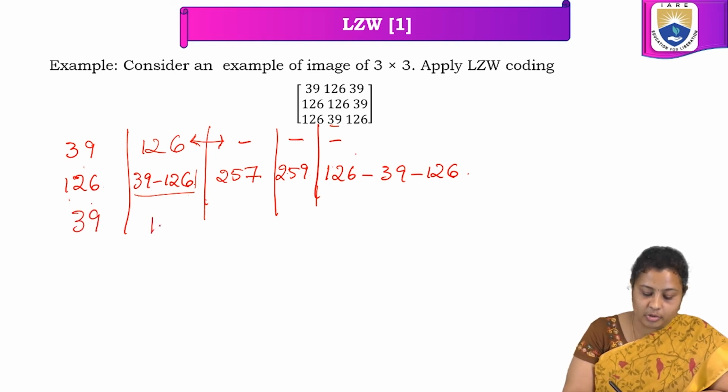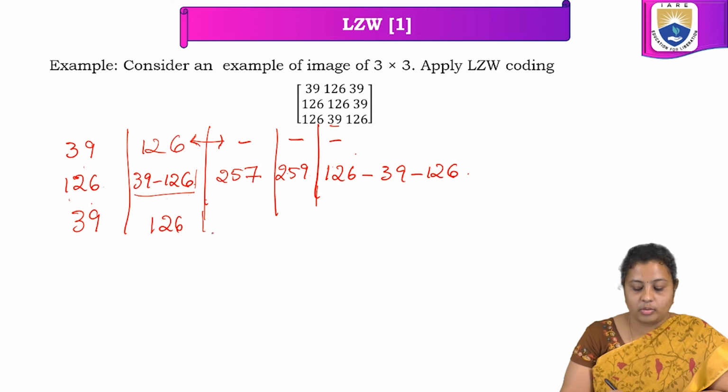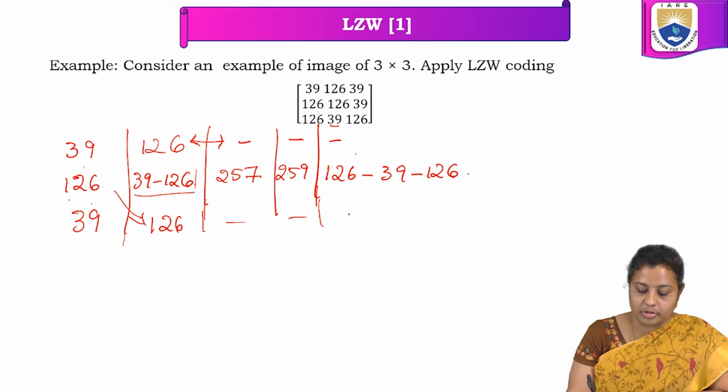39, and I'm going to take my 126. Do I have this combination, which is my previous intensity value? So do I have this combination? Yes, I have this previous value. So now I will not do any performance now.